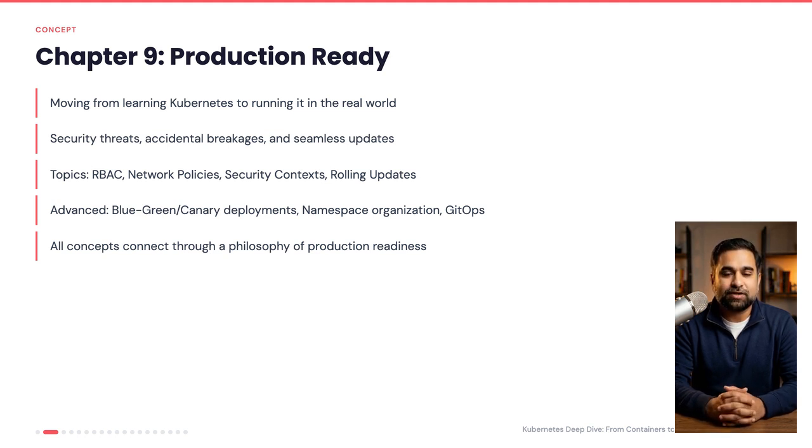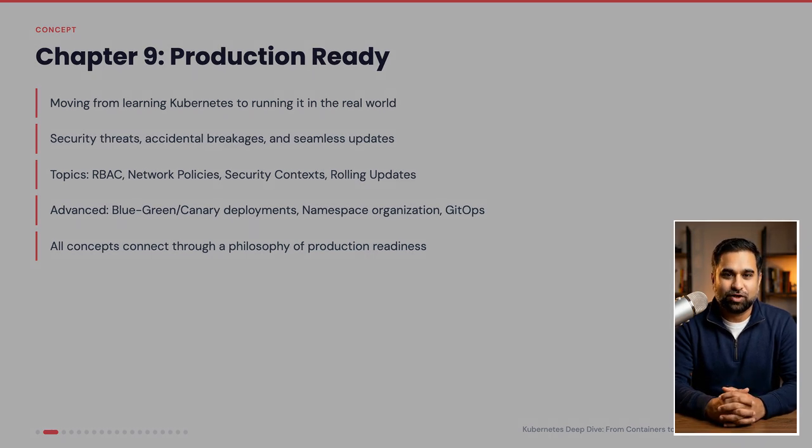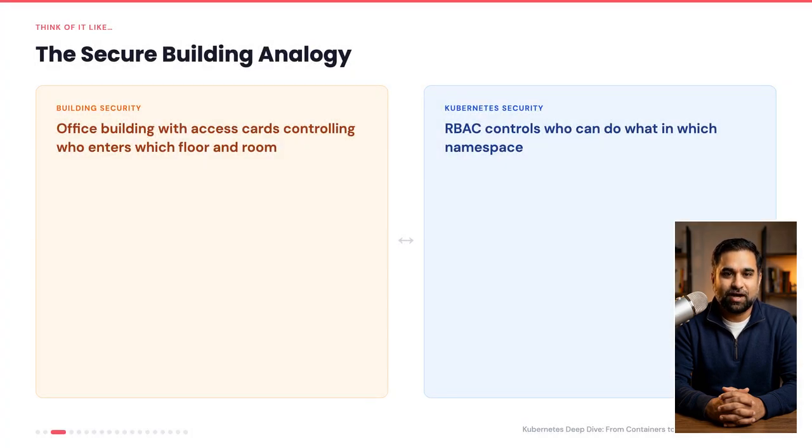It has security threats, developers who accidentally break things, and updates that need to happen without waking anyone up at 3 a.m. We're covering role based access control, network policies, security contexts, rolling updates and rollbacks, blue, green, and canary deployments, namespace organization, and we'll touch on observability and GitOps. That's a lot. But here's the beautiful thing, these concepts all connect. Once you understand the philosophy behind production readiness, every piece clicks into place.